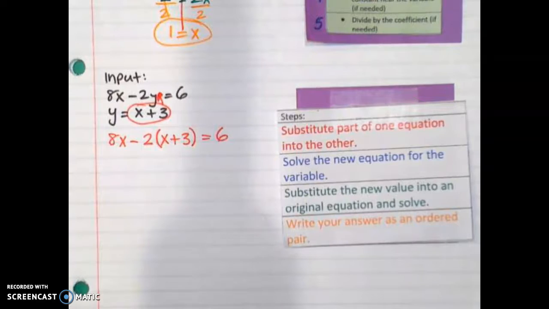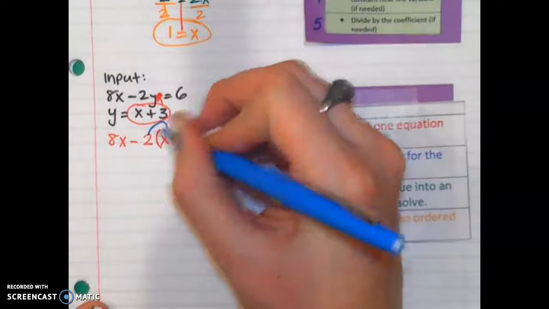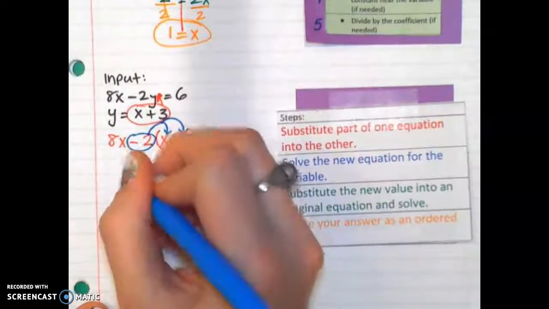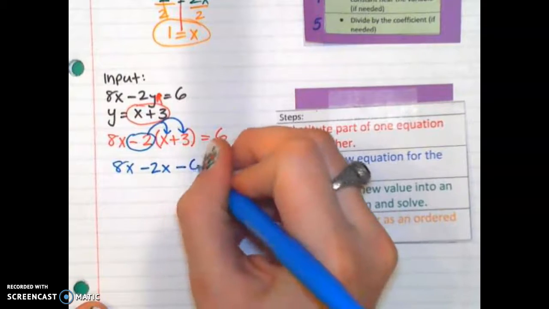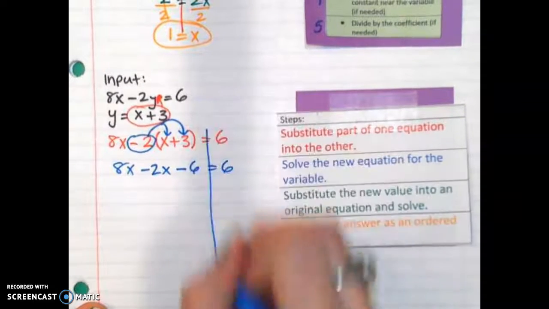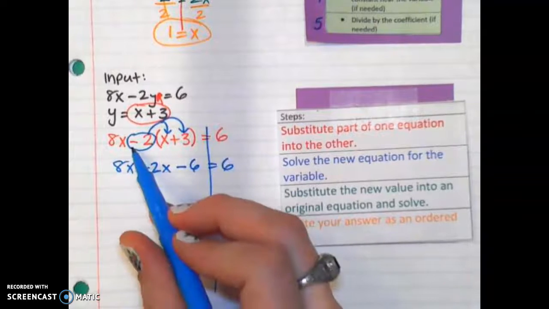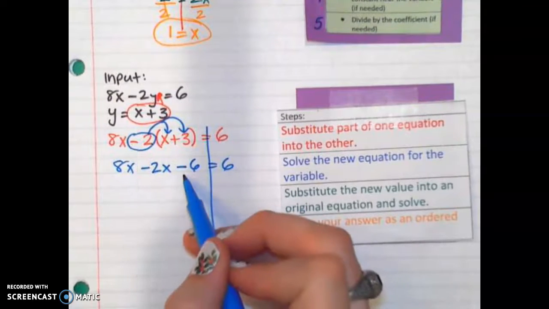Okay, now step 2, we're going to solve the new equation for the variables. Now I'm going to solve for x, using the same steps from the problem of the day. I'm going to distribute this negative 2 to both terms on the inside. So I have 8x minus 2x minus 6 equals 6. The reason it's a negative 6 is because we have negative 2 times a positive 3. A negative times a positive gets you a negative.